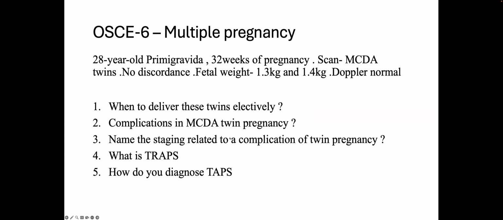So this is a question of multiple pregnancy. There's a 28-year-old primigravida who's 32 weeks of pregnancy and scanned to have MCDA twins, no discordance. The fetal weight is 1.3 and 1.4. The Dopplers are normal. So question 1 is when to deliver these twins selectively.